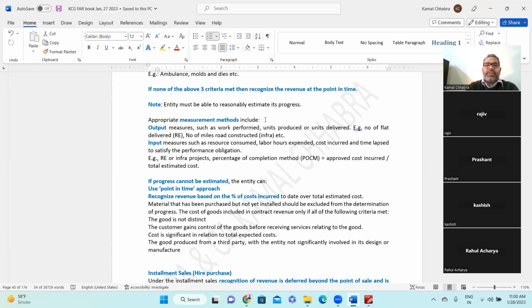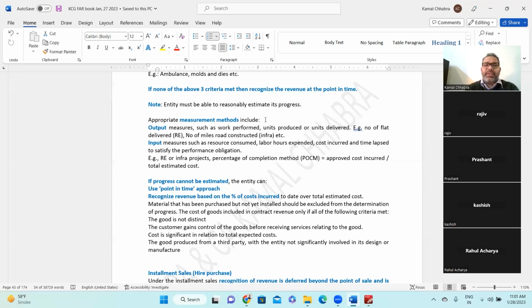So for appropriate measurement methods, you need to disclose the measurement method, output method or input method. For example, as we have already discussed, the unit output method is, for example, work performed, like number of hours incurred on an IT project, number of hours incurred on an offshore project, right? Number of units you have produced or delivered, number of flats you have delivered, number of milestones, or number of miles of road constructed. So that is called the output method.